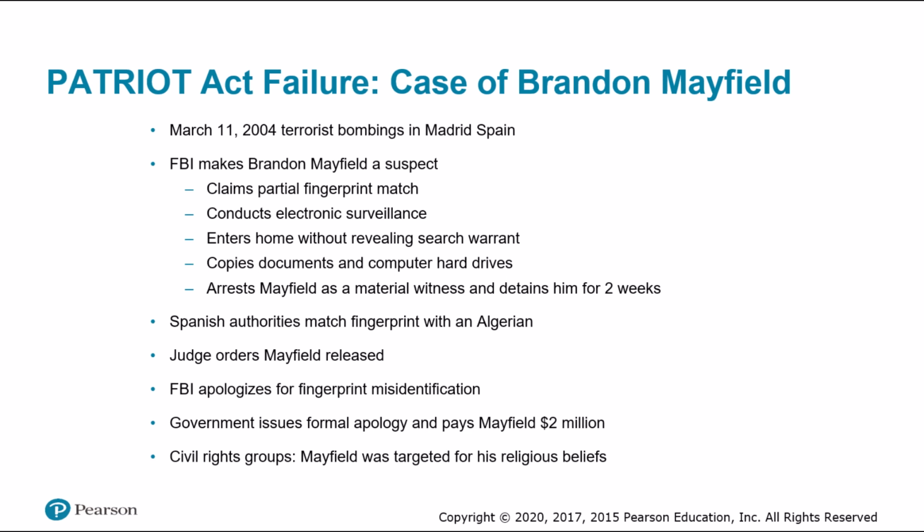The affidavit that the FBI used to get an arrest warrant pointed out that Mayfield had converted to Islam, is married to an Egyptian-born woman, and had once briefly represented a member of the Portland Seven in a child custody case. Mayfield sued the U.S. government for continuing to investigate him after the Spanish police had eliminated him as a suspect, and in November of 2006, the government issued a formal apology and agreed to pay him $2 million.